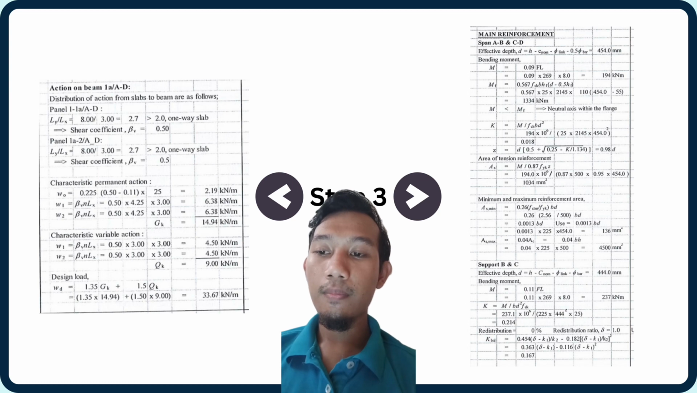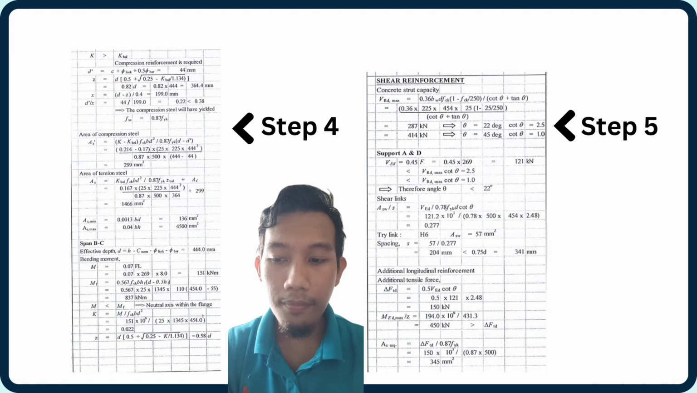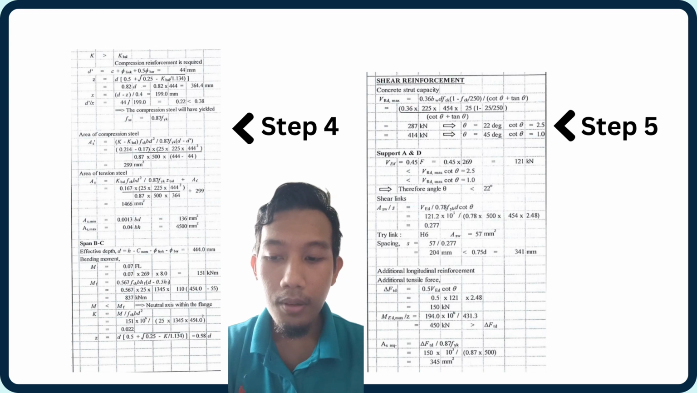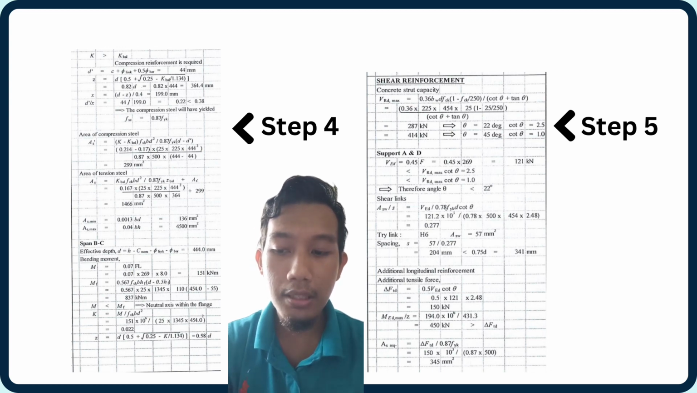For support B and C, the effective depth is 444 mm. The bending moment is 237 kNm. For the K is 0.214. The redistribution is 0%, and the redistribution ratio is 1.0. So the K bal is 0.167. For step 4, K is larger than K bal. D1 equals 44 mm. So the answer for Z is 364.4 mm. For x is 199 mm.